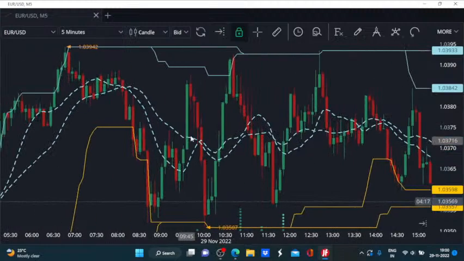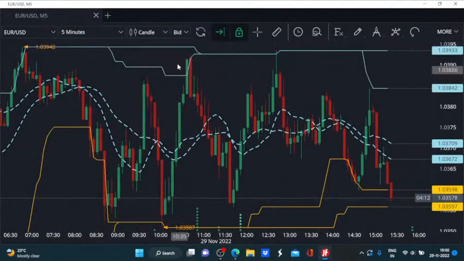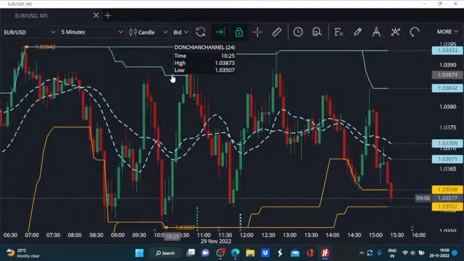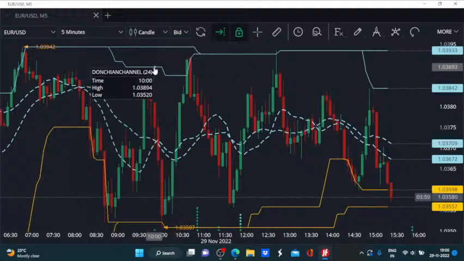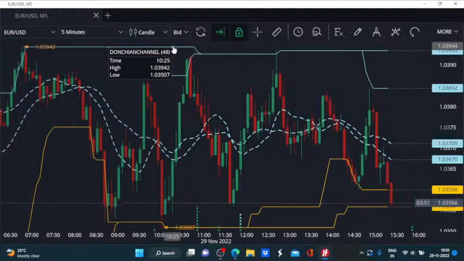This is the Euro USD chart for the 5-minute candlestick time period, and this is the range I have drawn. This 48 Donchian channel represents the 4 hourly range, whereas this 24 Donchian channel represents the range for 2 hours. And that's pretty simple to calculate and understand. 24 multiplied by 5 minutes gives 120 minutes, that's 2 hours, and 48 multiplied by 5 minutes comes to 240 minutes, that's 4 hours.